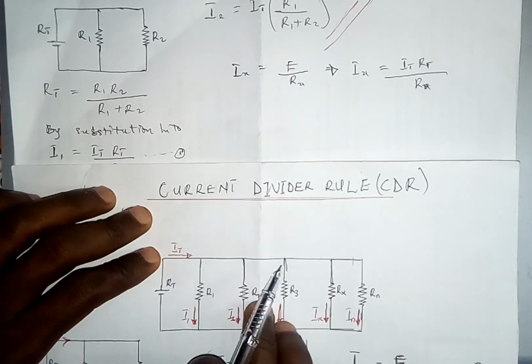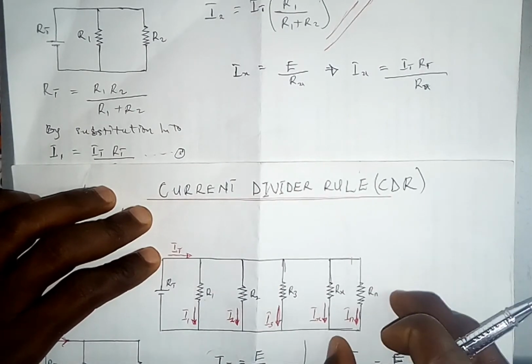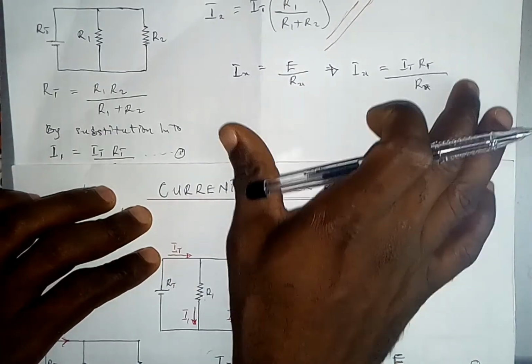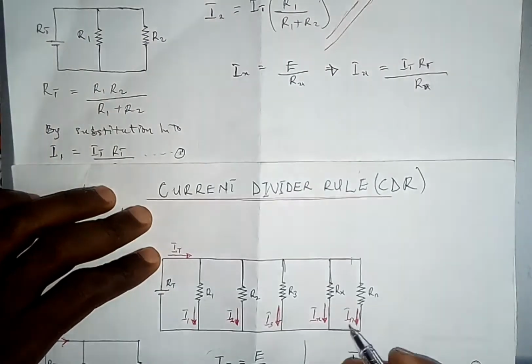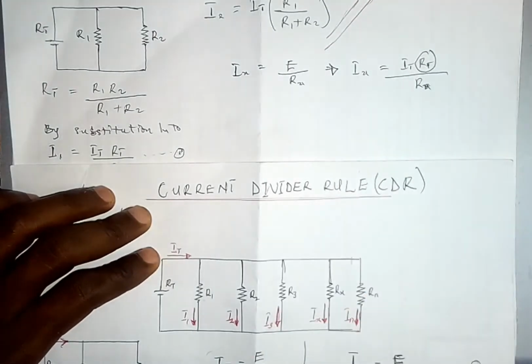So let's say in this circuit now we have how many resistors? We have 1, 2, 3, 4, 5. So let's say we have 5 resistor branches in a parallel circuit. We are going to find the current that flows through each of these resistors. So what do we do? The first thing we are going to look for is the total resistance.